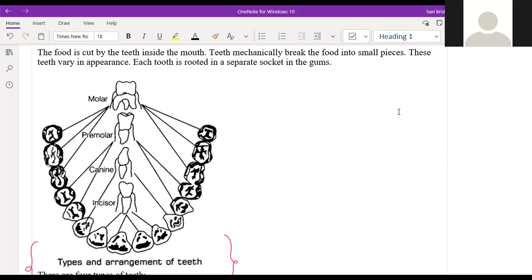In temporary teeth, incisors are 8, and in permanent teeth, incisors are 8. Canines in temporary teeth are 4, and permanent teeth canines are the same. Premolars in temporary teeth are 0, but in permanent teeth they are 8. Molars in temporary teeth are 0, whereas permanent teeth have 12. So temporary teeth, like milk teeth, will have 20 teeth, and permanent teeth will have 32, which contain 12 molars, 8 premolars, 4 canines, 8 incisors.